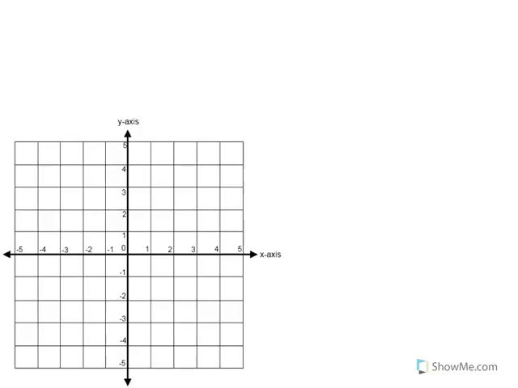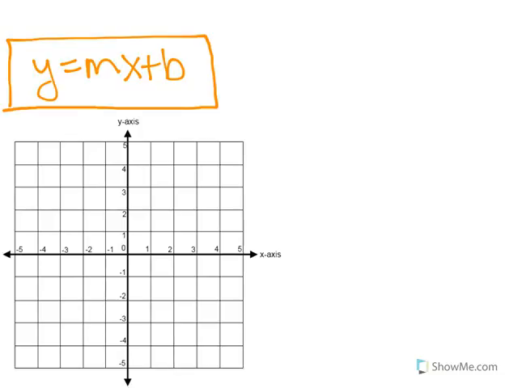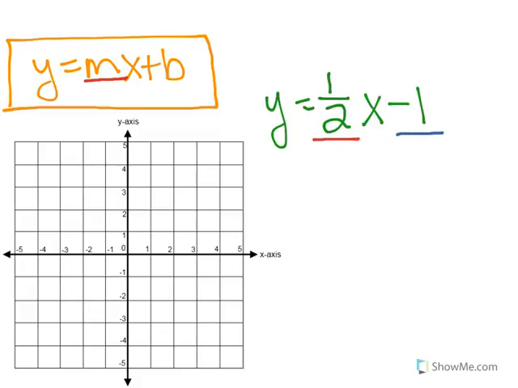The next method of graphing is using a line that's written out in slope-intercept form. This is your general slope-intercept form where m is your slope and b is your y-intercept. So this equation says that y equals 1/2 x minus 1. So comparing this to our general slope-intercept form equation, 1/2 is our m, which is slope, and -1 is our b, which is the y-intercept.